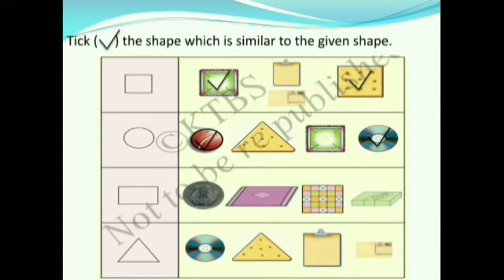Now we should tick the objects which look like a rectangle. In a rectangle, opposite sides are equal. In these objects, which objects have opposite sides equal? Mat and soap have opposite sides equal. So we will tick mat and soap. Here we have a triangle. A triangle has three sides. Here, which object has three sides? Yes, biscuit has three sides. So we will tick biscuit.